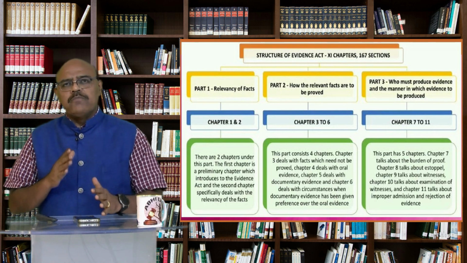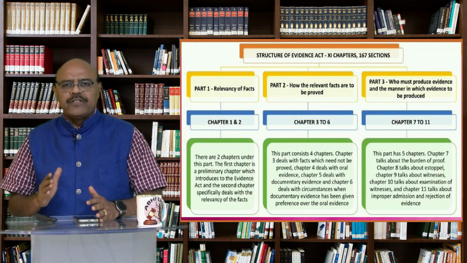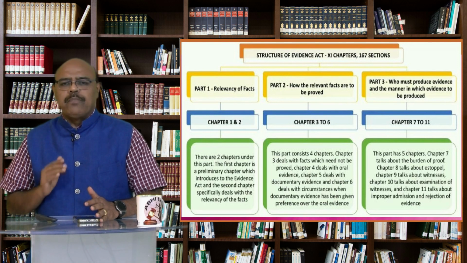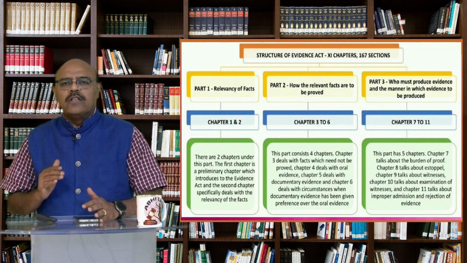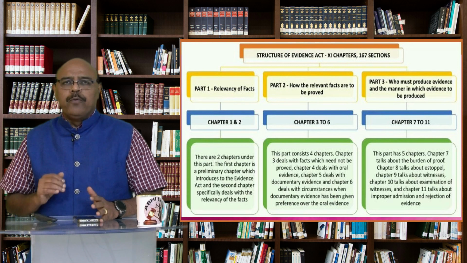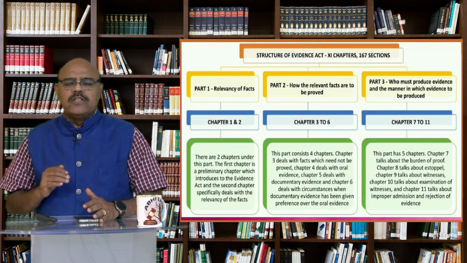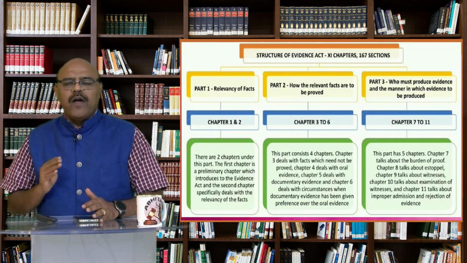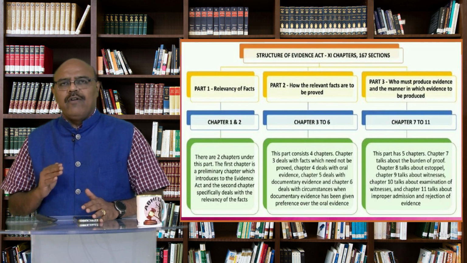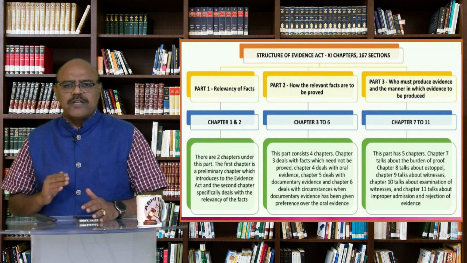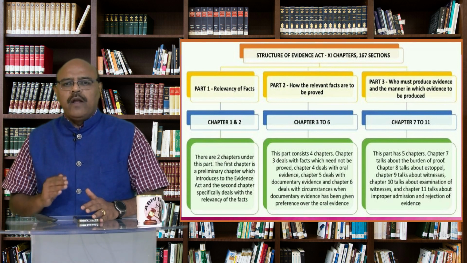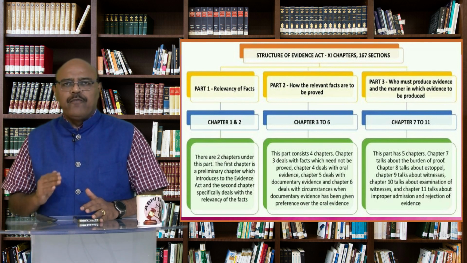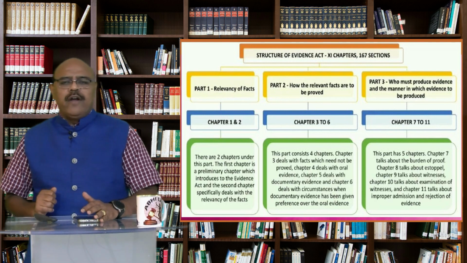Now we will come to part 2, how the relevant facts are to be proved. This is discussed from chapter 3 to chapter 6. This consists of 4 chapters. Chapter 3 deals with the facts which need not be proved. Chapter 4 deals with oral evidence. Chapter 5 deals with documentary evidence, and chapter 6 deals with the exclusion of oral evidence by documentary evidence, where documentary evidence has been given preference over oral evidence.